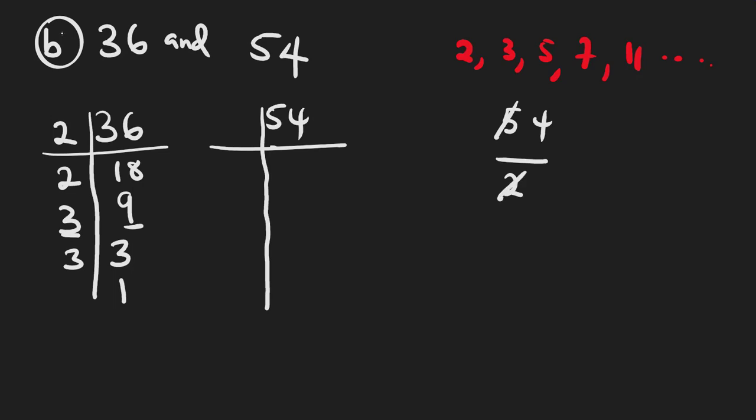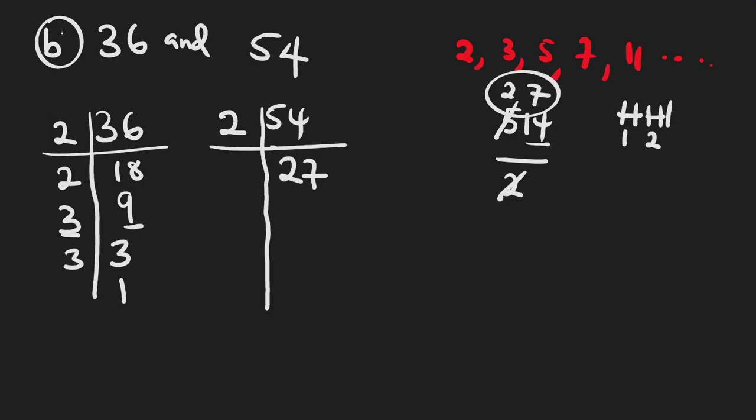5 divided by 2. It will go how many times? So let's count it. 1, 2, 3, 4, 5. Divide 2. 1, 2. It will go 2, remainder 1. Then write the 1 here. You're now having 14. 14 divided by 2 is 7. So it will give you what? 27. So 2 here is 27.